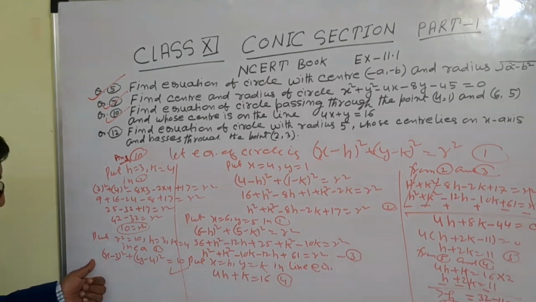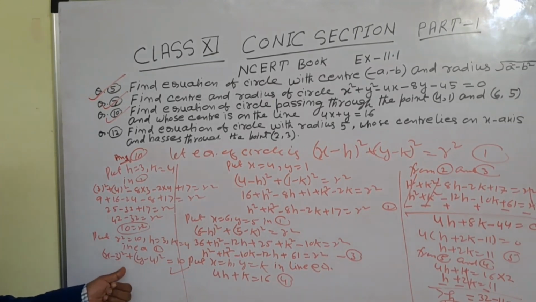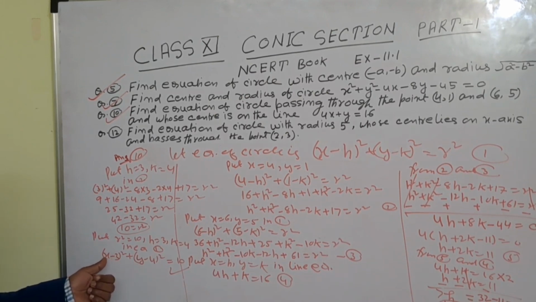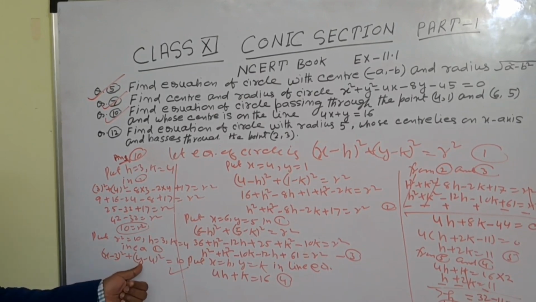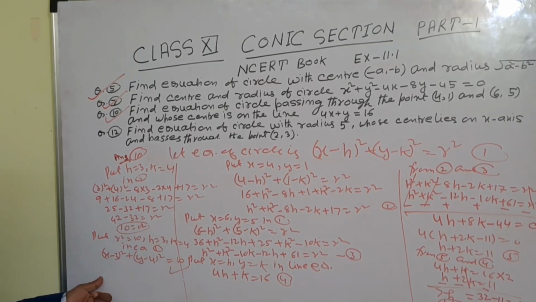You can expand this also and you can find your answer. So this is also the correct answer. When you expand this, it is x square plus 9 minus 6x, y square plus 16 minus 8y equal to 10. This is also the same equation.